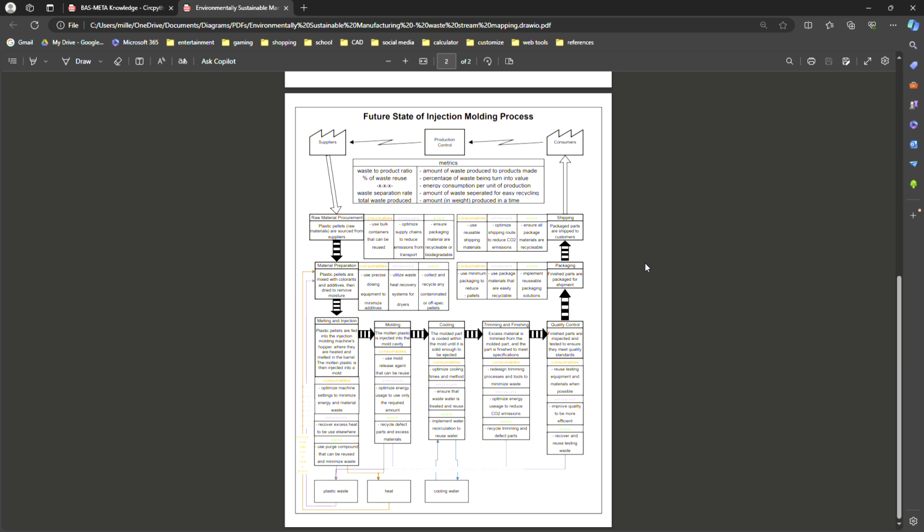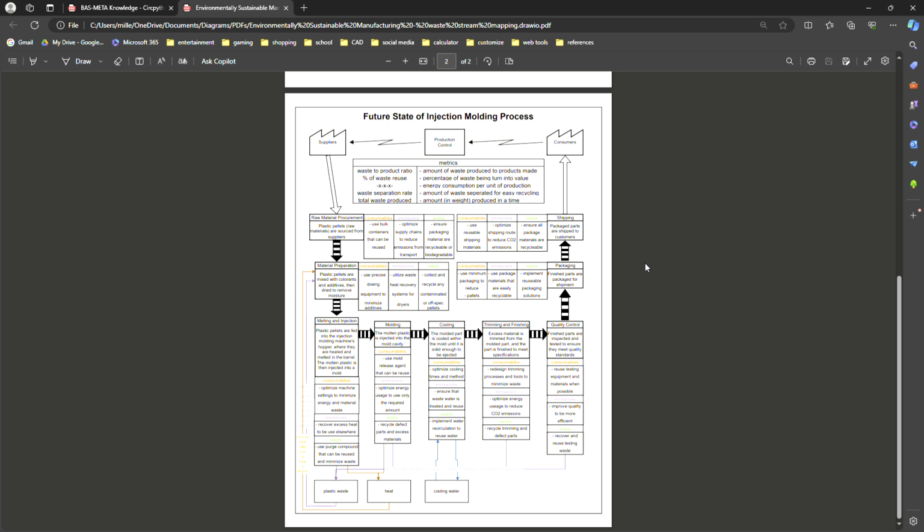Next is melting and injection, which you can reduce consumables by optimizing machine settings to minimize energy and material waste, and you can reduce emissions by recovering the heat and using it elsewhere. And you could reduce waste by using purging compounds that we can reuse, minimizing waste. For molding, it's using mold release agent that can be reused, so you don't have to buy as much, and you get more out of one, I guess.